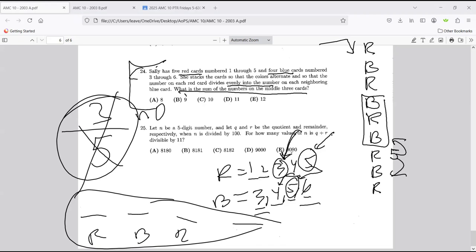When you look, all it takes is asking yourself, does 3 divide into anything in blue? Or what does it divide into? Does 4? Does 5? And if you're reading a problem and it says each red card divides evenly into each number on the neighboring blue cards, and you're not asking the question, what does 5 divide into? I mean, what kind of questions are you asking? What did I eat for breakfast this morning? What kind of car would I like to drive? You know what I mean? We really need to just ask ourselves questions, asking yourself a question during the test. What does that mean?